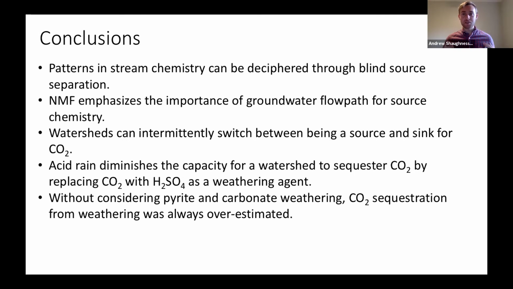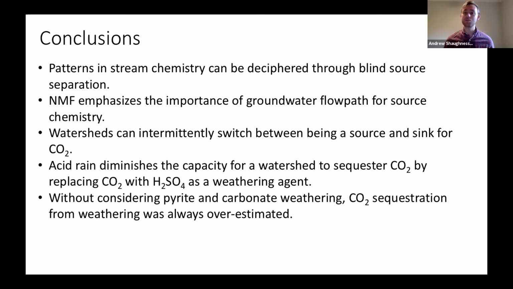Great. So now that you know that's our way of thinking about things, concluding the remarks for the work that we've been doing is thinking about how we can look for patterns in stream chemistry and read the chemistry for weathering reactions that are taking place. Some of the key things we found is that this co-dissolution of minerals along characteristic flow paths in a watershed impart patterns in the stream chemistry that we can decipher using these machine learning techniques. And some other things we've noted is that watersheds can intermittently switch between sources and sinks based on which reactions are dominant at which parts of the year.